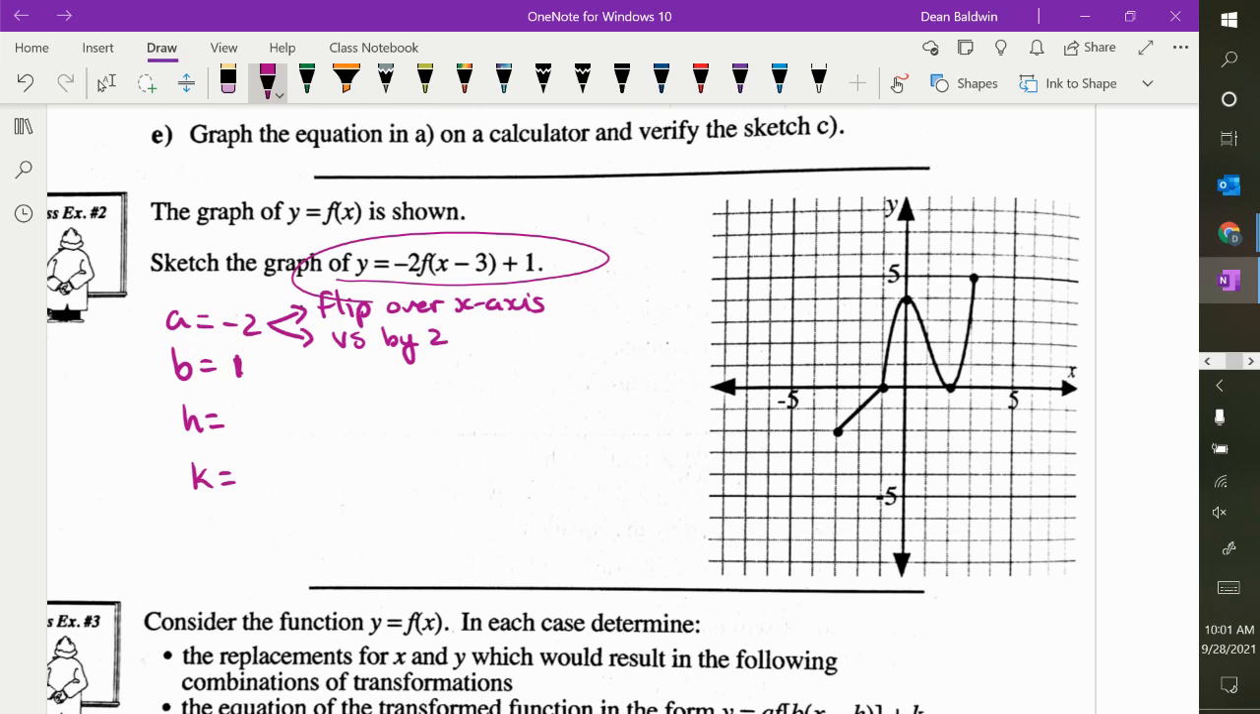Okay, h. 3. So which way did we go? So we went right. And k, up 1. Okay. Do you want to try sketching this on your own and then see if you can match it with mine? No? Yes? I think we should try it on our own. I have faith that some of you can do it.